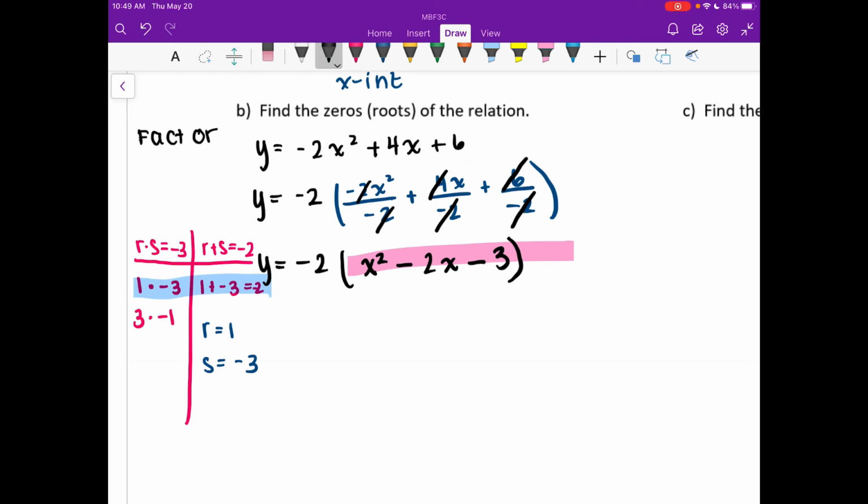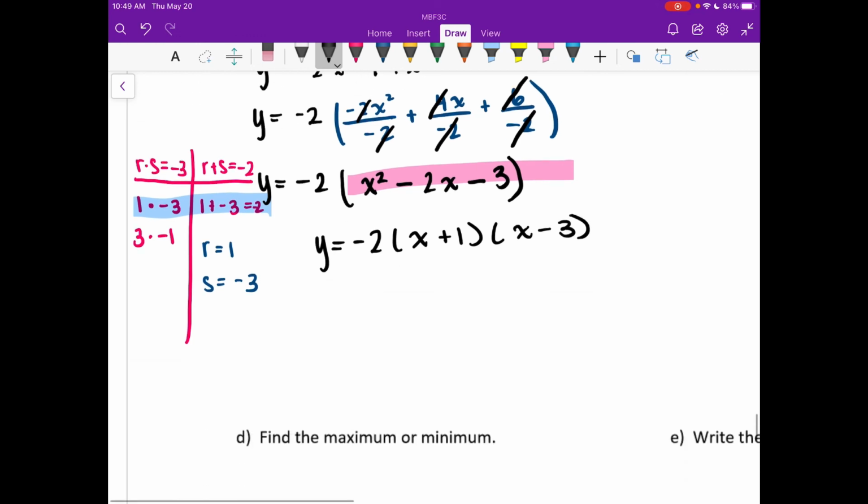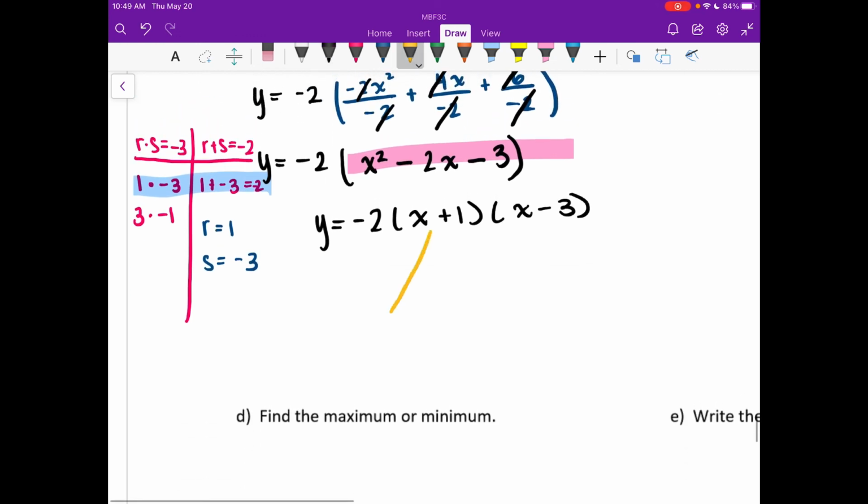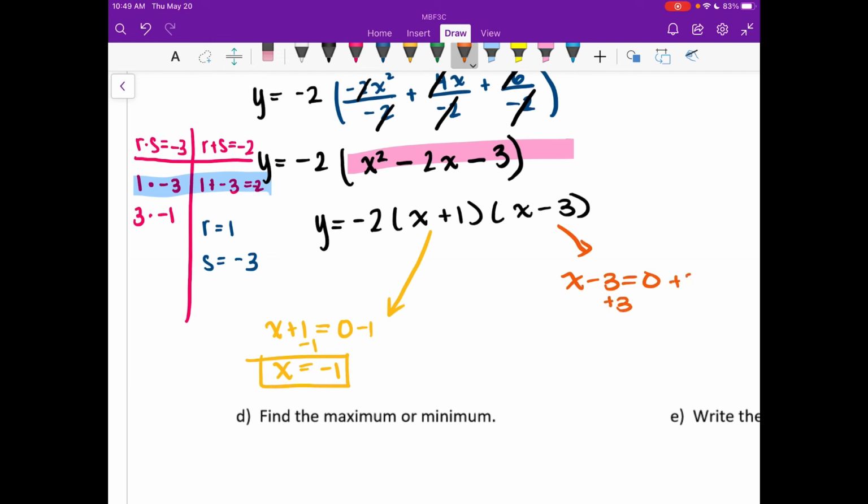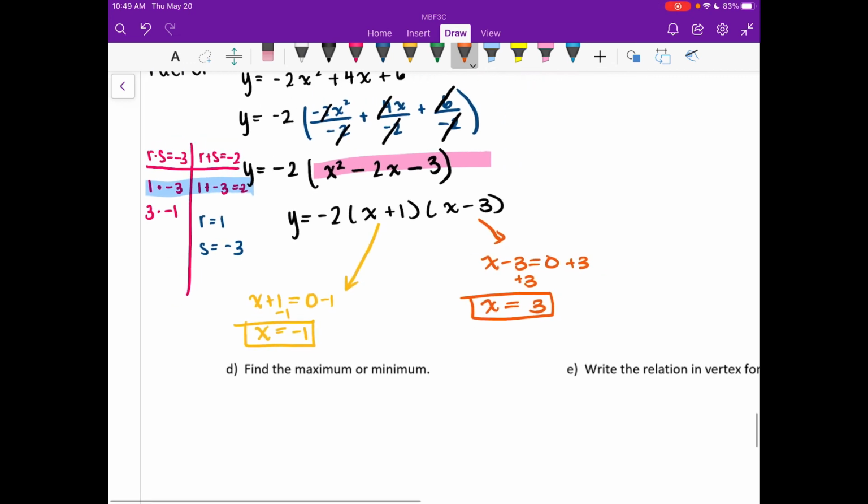So then I'm just going to write that in. Negative 2, x plus 1, x minus 3, right? And then I'm going to use my zero product property, and I'm going to say, okay, so x plus 1 equals 0, right? And then x minus 3 equals 0. So let's go and find x: minus 1 on both sides, x equals negative 1. And then I'm going to get rid of the 3 over here. Whatever I do to one side, I got to do the other. So x equals positive 3, right? So I have those 2.